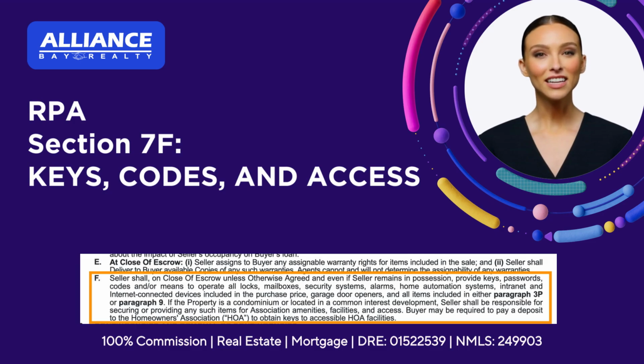Section 7F, Keys, Codes, and Access. At close of escrow, even if seller remains by agreement, seller must provide all keys, remotes, passwords, and access codes for all locks, mailboxes, alarms/security, home automation/smart devices, garage openers, and any internet-connected devices included in the purchase, plus items listed in Section 3P or Section 9.